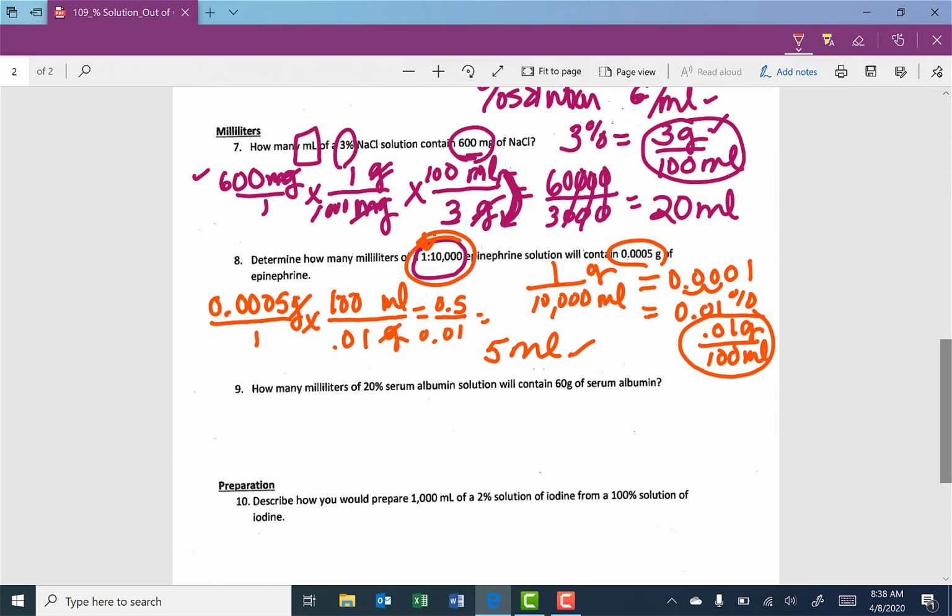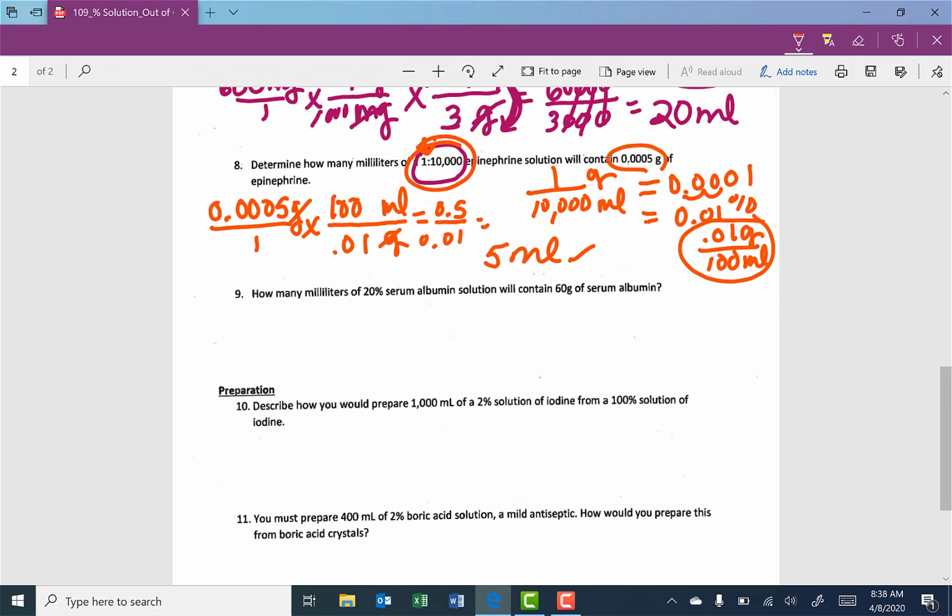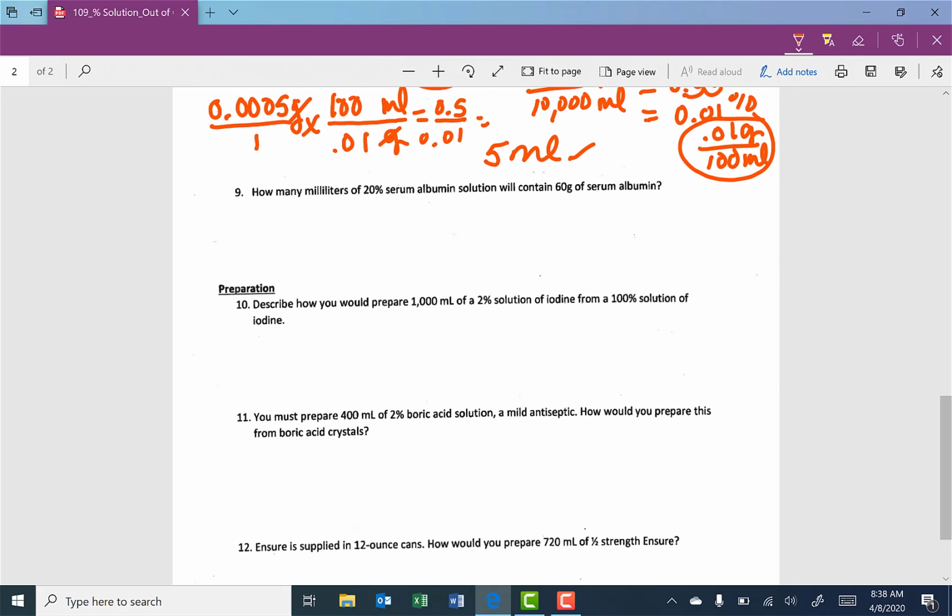See what we can come up with here for number 9. Number 9. How many milliliters of 20% serum albumin solution will contain 60 grams of serum albumin? Okay, we're trying to find milliliters. We have a 20% solution and we start with 60 grams. We know that the 20% solution or percent strength is equal to 20 what? Grams over 100 milliliters, always.